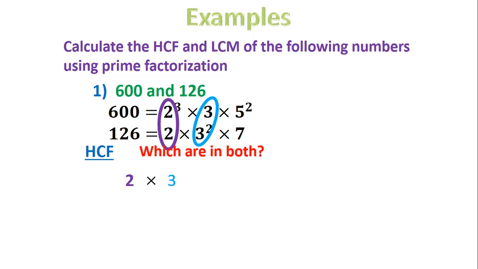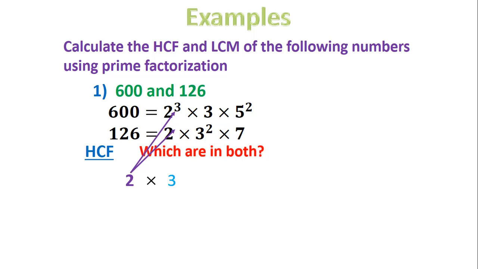When you look at it, can you see if there's any other numbers that are in both the 600 and the 126? No, there aren't. It's only the 2 and the 3. Alright. Now we look at the exponents, and we've got a 2 cubed in the 600 and a 2 by itself, which is 2 to the power of 1.